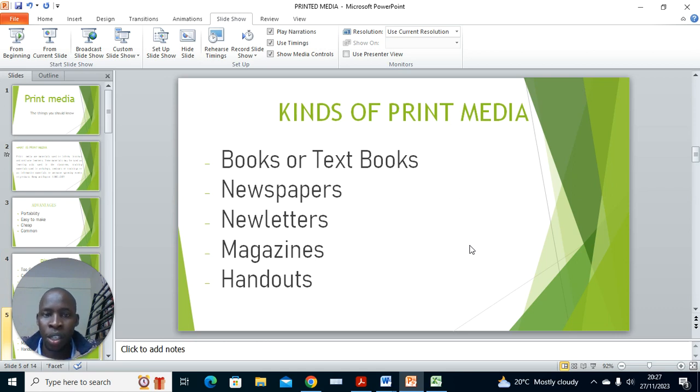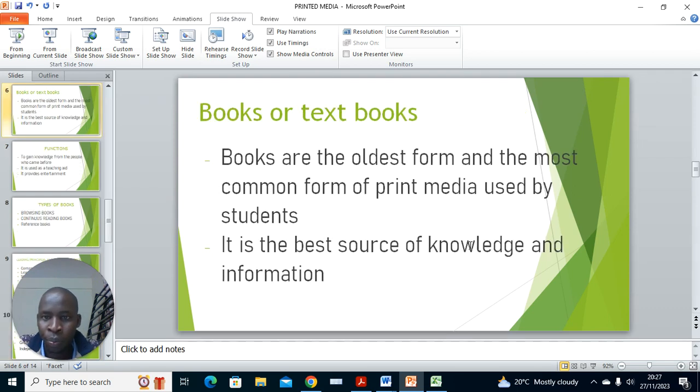We have various categories of print media that at least you need to understand and differentiate. One, we have textbooks, or what we call books. Two, we have newspapers, newsletters, magazines, or handouts. All those are print media that you can use any of them.